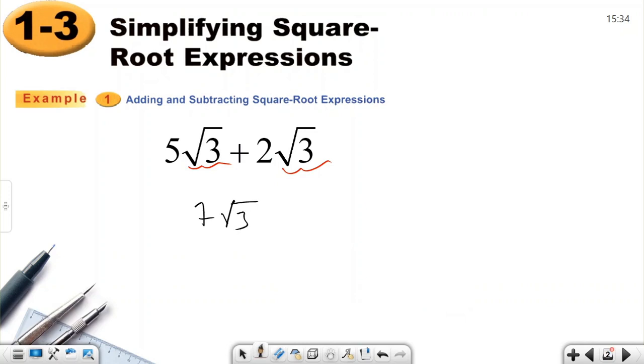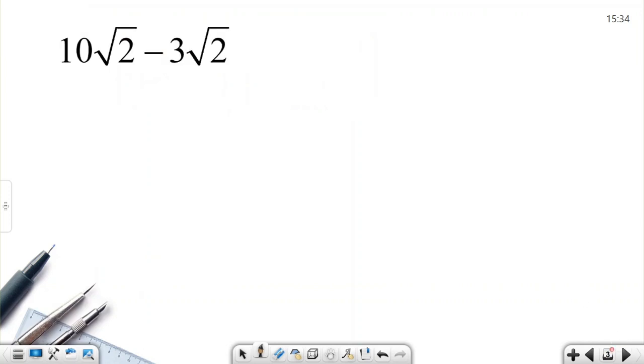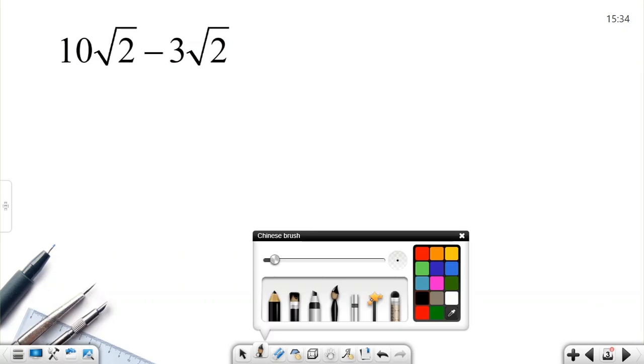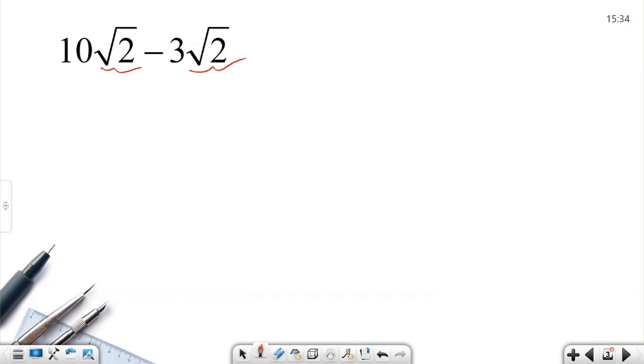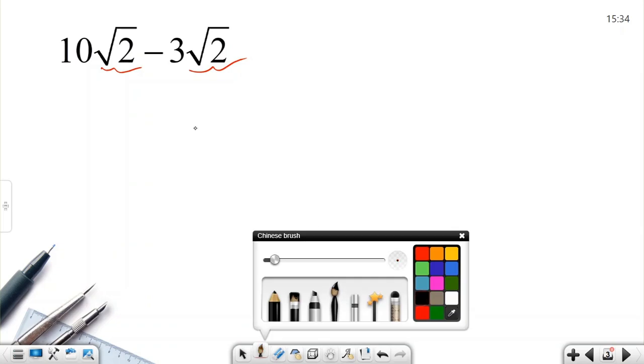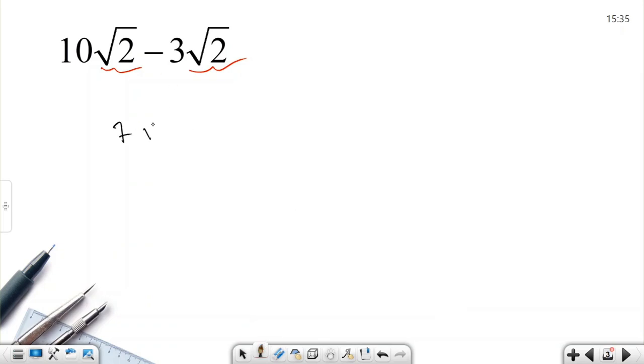There's a long explanation about it, so I'm not going to go through it in this video. Just know, if the radicands are the same, we can combine them together. So 5 plus 2 is 7 square root of 3. There is the subtraction one. Square root of 2, let's check, are they like radicands? Square root of 2, square root of 2. So we have 10 square root of 2, and I need to take away 3 square root of 2. So what's left? 7 square root of 2 left. So 10 minus 3 is 7, then square root of 2.